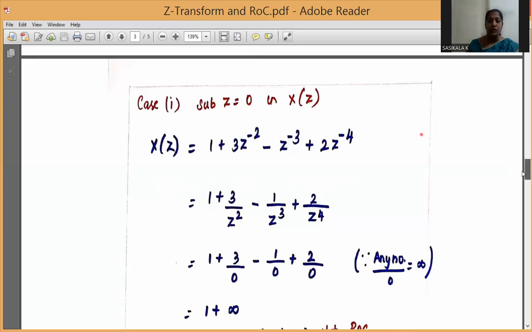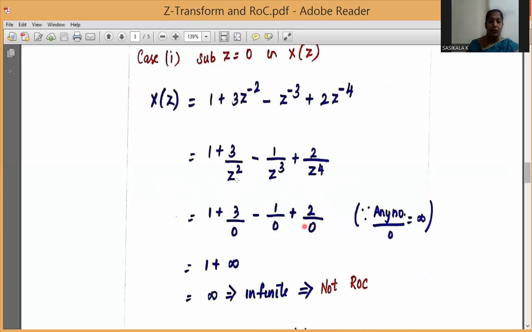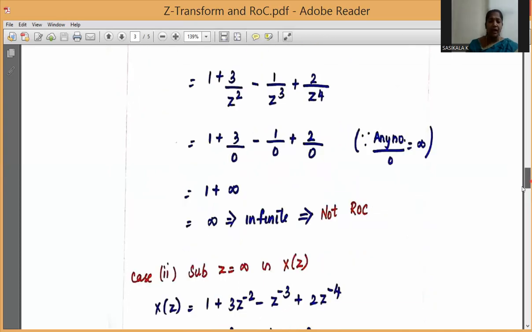And now what you have to do is substitute z is equal to 0. Now 1 plus 3 by 0 minus 1 by 0 plus 2 by 0. We know that any number divided by 0 will give you infinite. So 1 plus infinity is infinity. So here X of z value is infinite, so it is not an ROC. That is, z is equal to 0 is not an ROC.